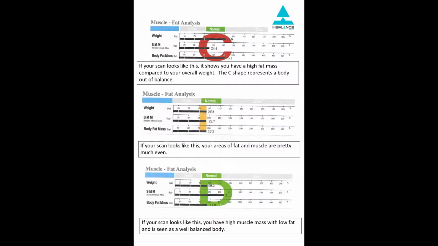Here on this slide, we've gone back to the muscle fat analysis, and we're taking a look at the weight, muscle mass, and body fat mass. So if you've got that C shape with those three lines, what that shows is that you have a high fat mass and that you may want to consider doing something, most probably with your diet, to reduce that fat level. In the second example, weight, muscle mass and body fat are all pretty much even. And then in your third picture, you've got a high level of muscle mass and low amount of fat mass. So this is more of a picture of a well-balanced body.